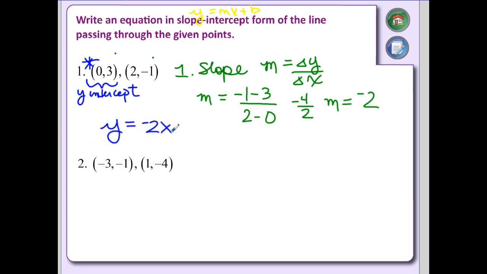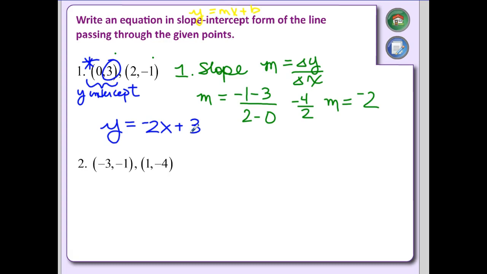Don't forget your x. And then my y-intercept is 3. Okay, nice. Now let's look at number 2. First thing I'm going to notice: is either one of those points my y-intercept? No, can't be. No zeros in the x position. But my first step is still the same.